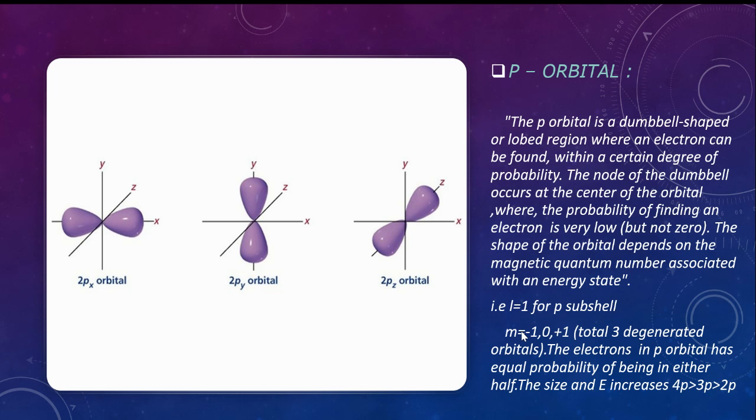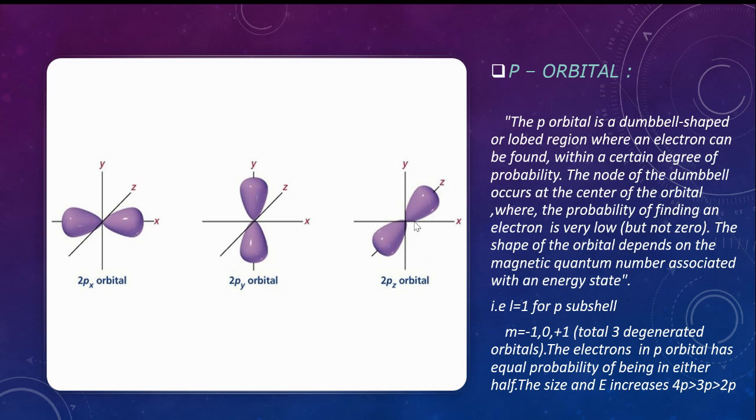The m value depends on the L value like this. It moves from minus L to plus L through 0. So if you see the m value, it is minus 1, 0, plus 1. That means a total of 3 orbitals are there, 3 orientations are there.